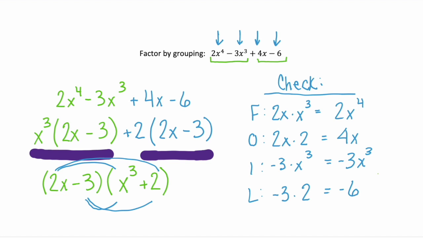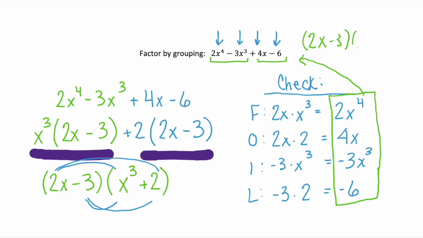And notice that all four of these terms that we got from FOIL are the exact same four terms from our original polynomial. So we know that our final factored form is that 2x minus 3 times x cubed plus 2.